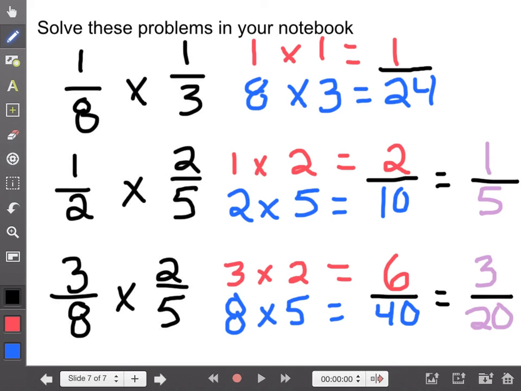So here you can see that 1/8 times 1/3 gave us 1/24. 1/2 times 2/5 gave us 2/10, which we then simplified to be 1/5. And 3/8 times 2/5 gave us 6/40, which we simplified to be 3/20.